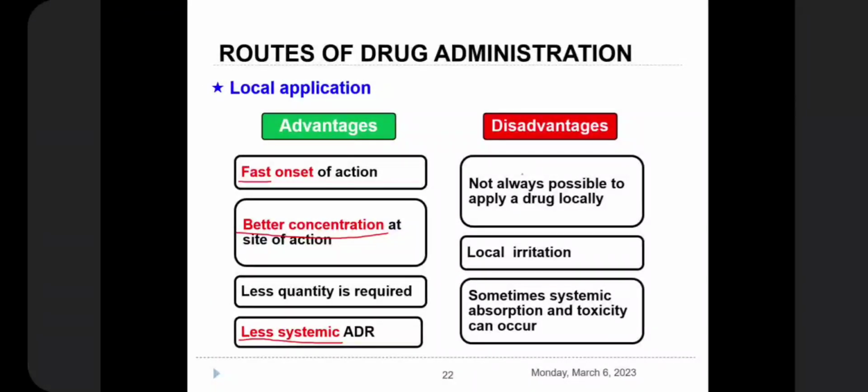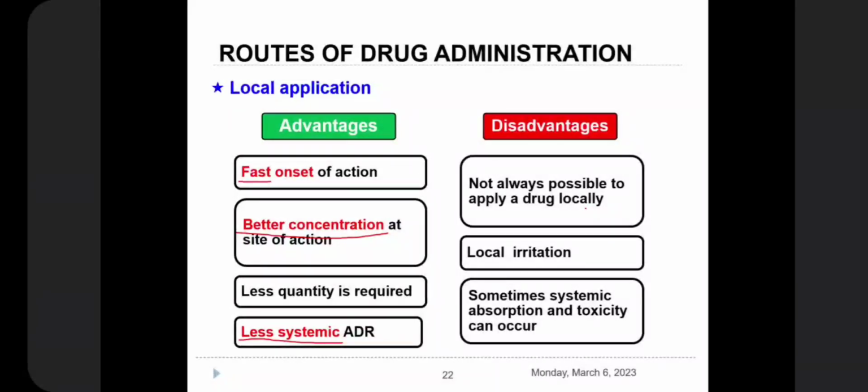And the disadvantages. The first disadvantage: it is not always possible to apply a drug locally. Because most diseases are not just a problem on the surface of our body. Most diseases happen very deeply in our body. So if you use local application, it cannot solve the problem. Next one, it can cause some local irritation. And last one, maybe it also can cause some systemic toxicity.